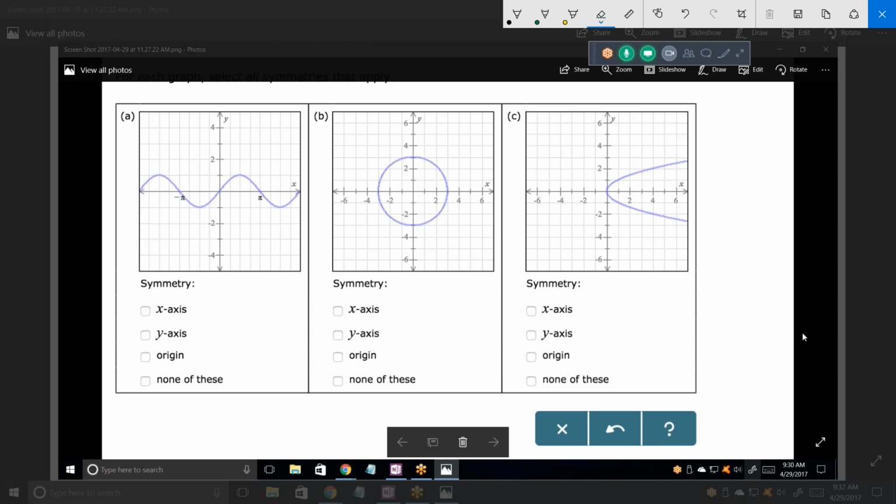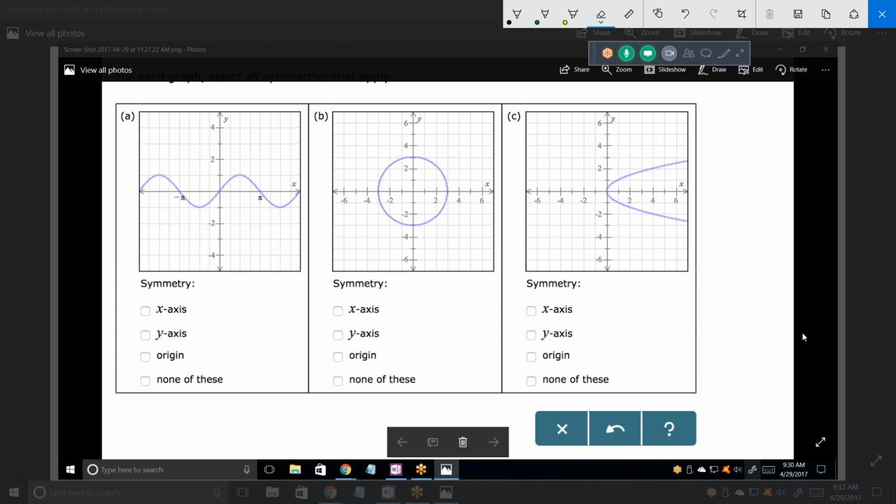But it does have symmetry with the origin. What does? The A? Why? If it's diagonal, it has symmetry with the origin? Symmetry with the origin is when you flip it over the y and the x-axis. So if I were to flip this curve over the y-axis, it would look like that. And then if I flip it over the x-axis, it's exactly where it is. That's what symmetry with the origin is. So B is y, x, and origin.